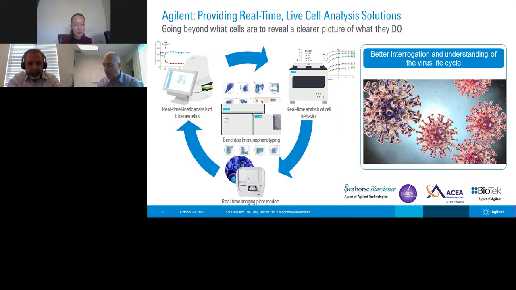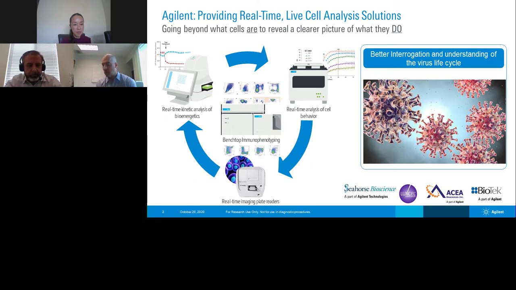Another question regarding eSight is how many plates the instrument can accommodate. eSight can accommodate 5 different 96-well plates. All 5 of those plates can be interrogated using imaging, while 3 of those plates can be interrogated using both imaging and impedance.